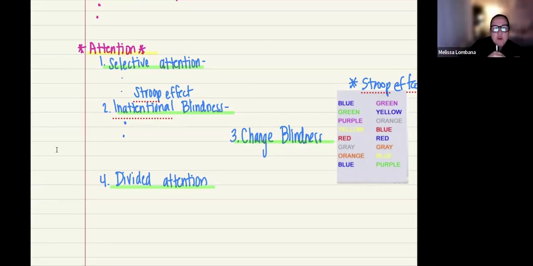Which also goes into change blindness, our inability to see changes in our environment because we're not paying attention. So we won't notice that something has changed. Magicians use this. They say, hey, pay attention over here while I do something in my other hand, so you don't notice the change.